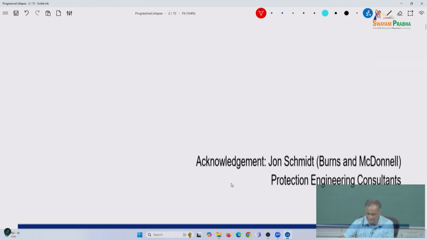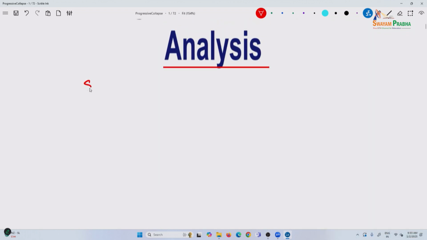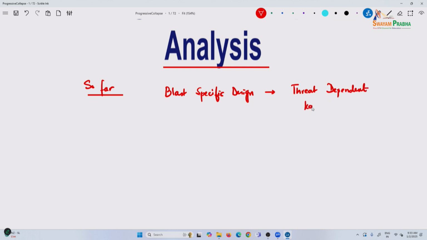What we have seen so far is a blast specific design. So this is threat dependent. The threat was defined in kilograms and the standoff distance, and we've seen a variety of ways to address design aspects of it.